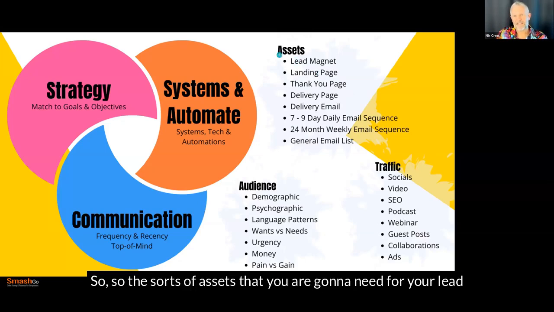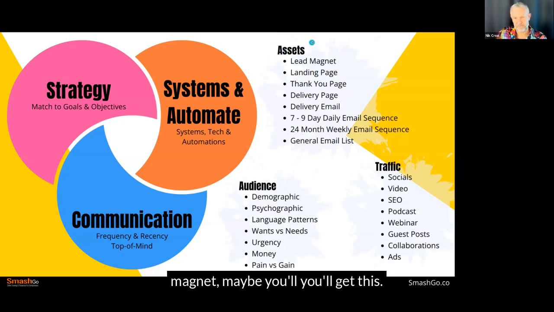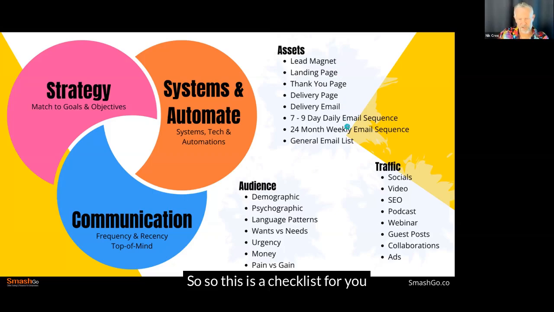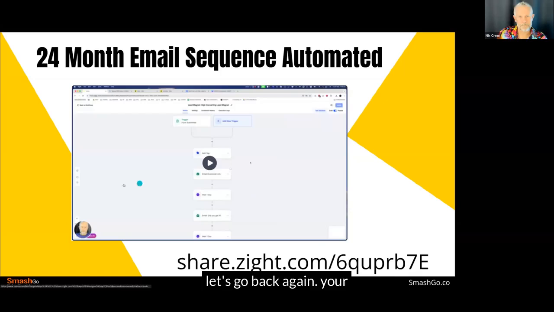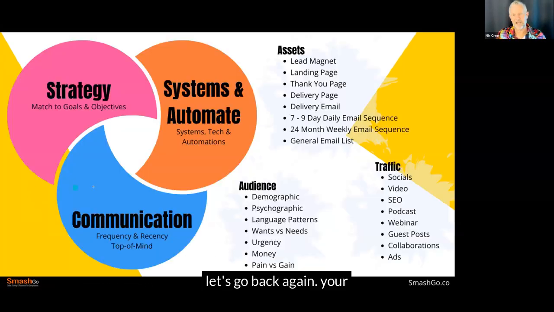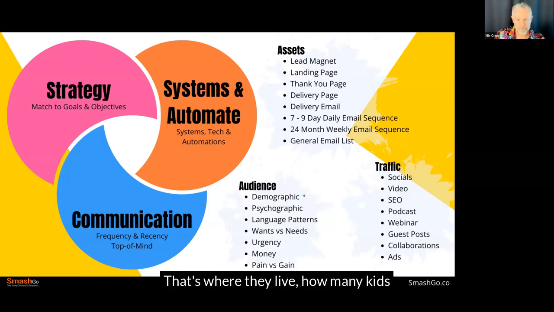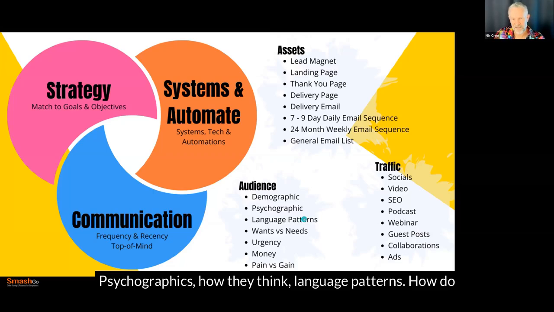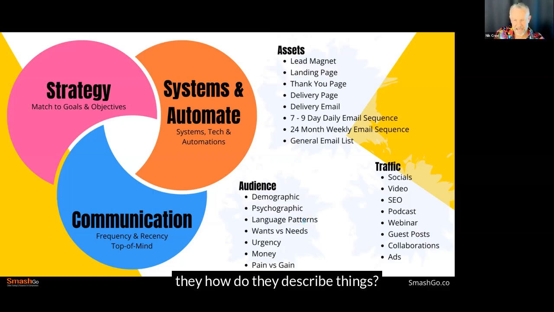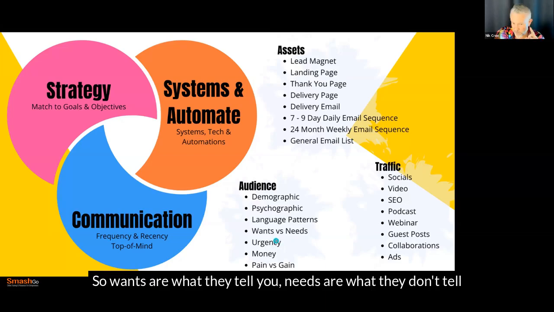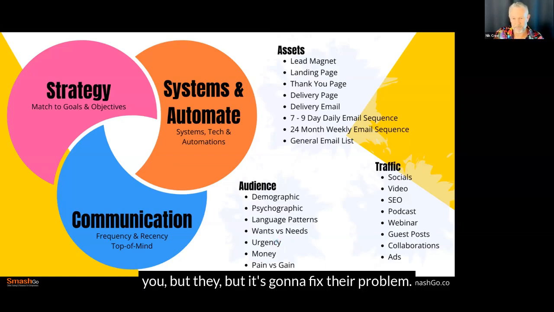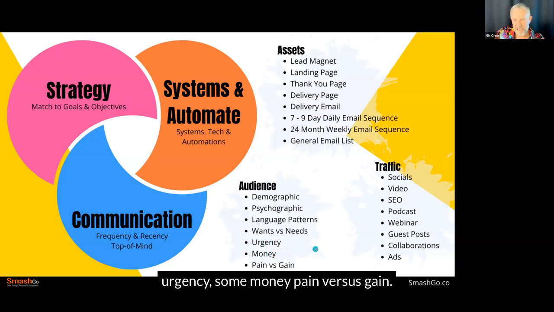So, the sorts of assets that you are going to need for your lead magnet. Remember, this is a checklist for you to use. Actually, I'll come back to that. Let's go back again to your audience. Let's start at your audience first. In the strategy area, you're thinking about their demographics: where they live, how many kids they've got, all that sort of thing. Psychographics: how they think, language patterns, how they describe things. Focusing on wants versus what they need. Wants are what they tell you; needs are what they don't tell you, but it's going to fix their problem. Urgency, some money, pain versus gain.